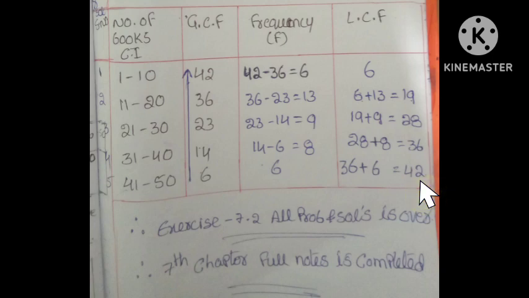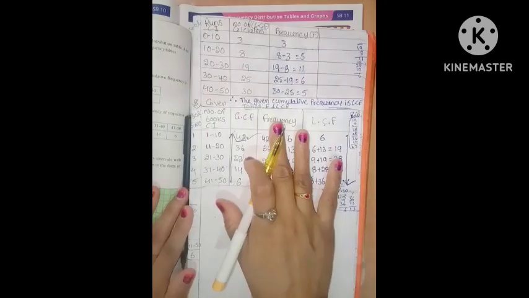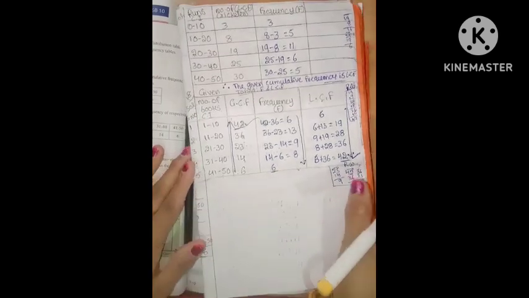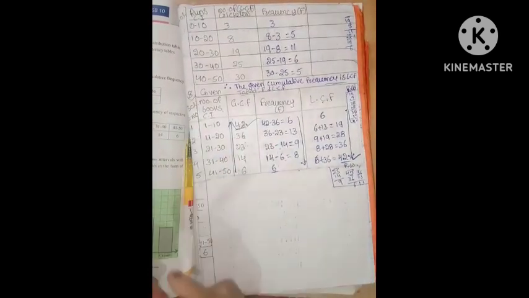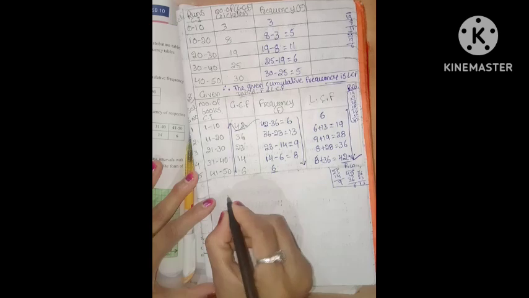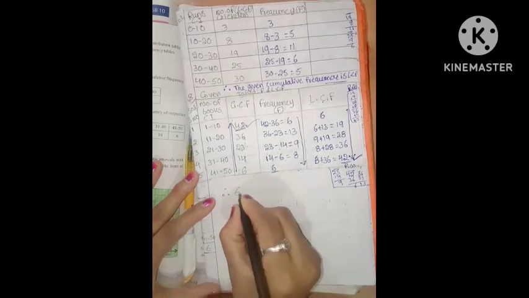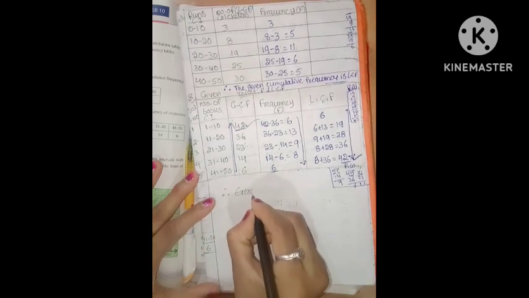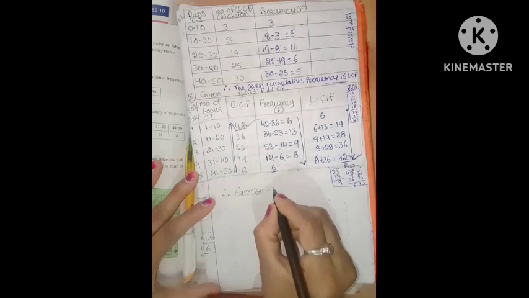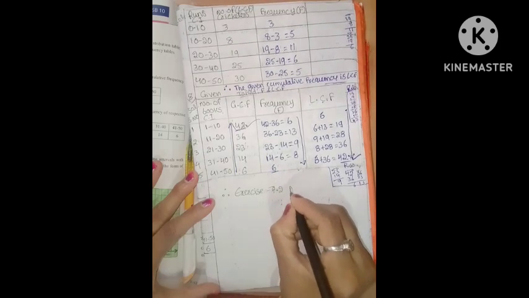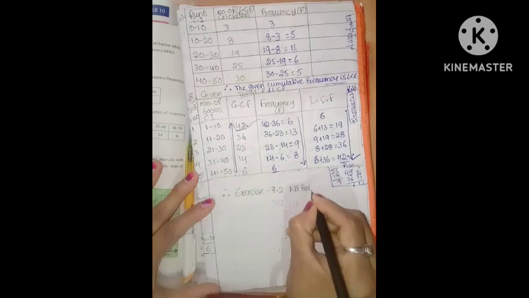Therefore, exercise 7.2, all problems and solutions, is over, and the seventh chapter's full chapter notes are completed. Do you have any doubts? No doubts. All our exercise problems and solutions are over. This is the eighth problem solution. Are you understood, Gagan? Yes.